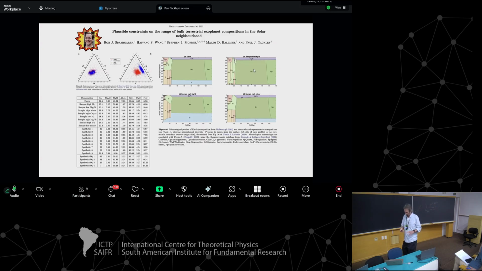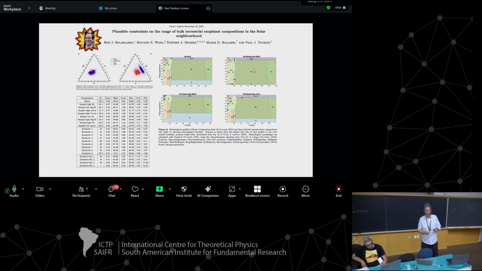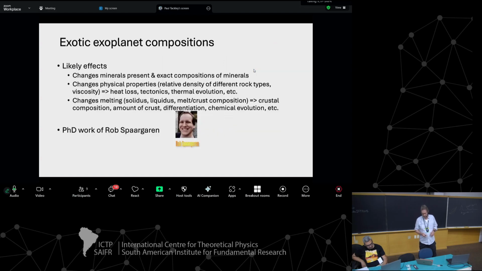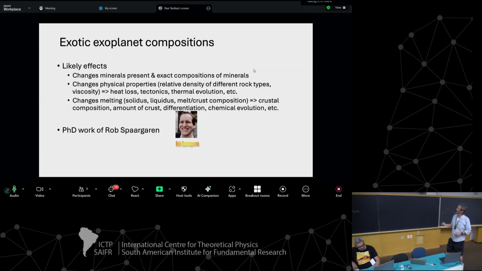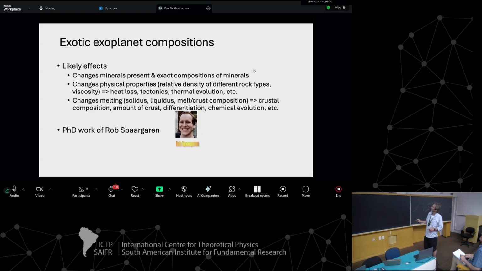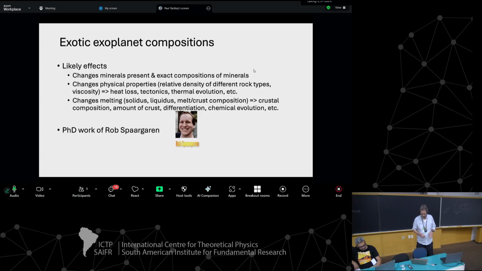Yeah, and so on. So this is work that Rob was doing, and he needs to write it up and publish it anyway. So what effect do these different compositions have? Well, of course, it changes the density and probably the viscosity, which will change the planetary history and the tectonics. And of course, it changes the melting: the solidus, the liquidus, the amount of basalt that you can produce. So more work needs to be done on this.